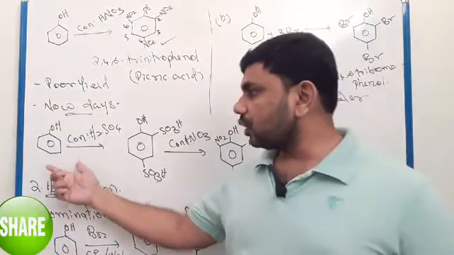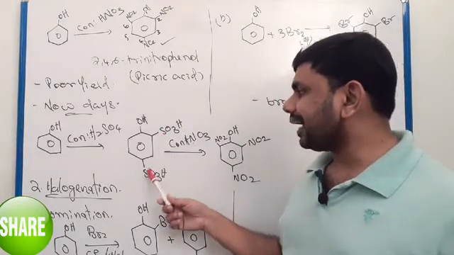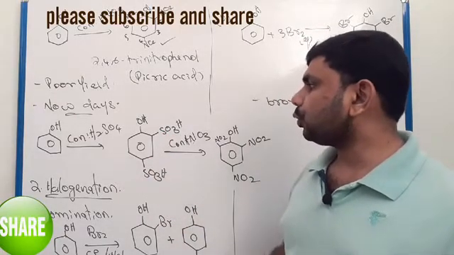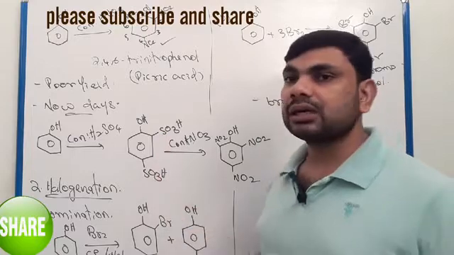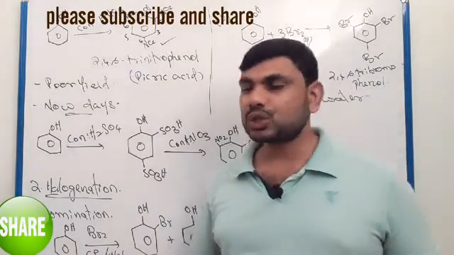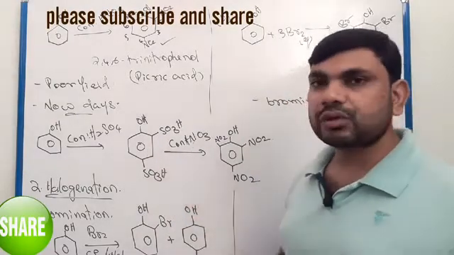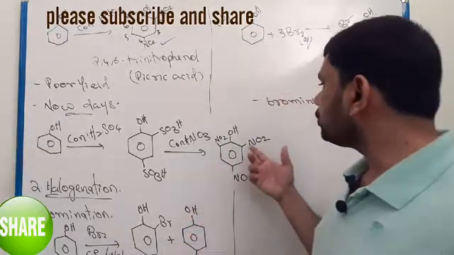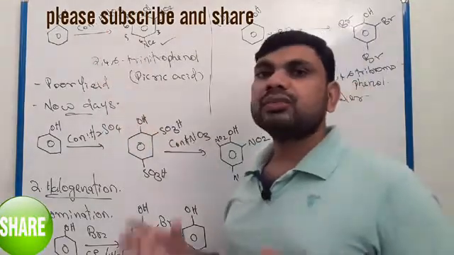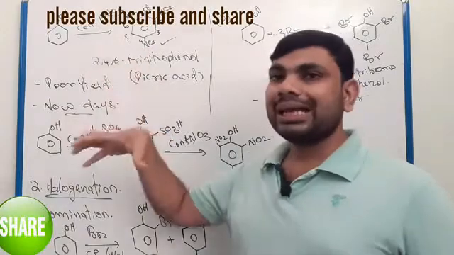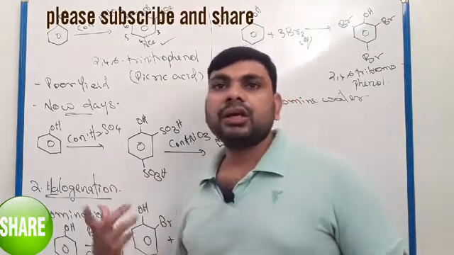So nowadays we produce 2,4,6-trinitrophenol in a different way. First, phenol reacts with concentrated sulfuric acid, and we get an ortho-para substituted phenol, with SO3H at the ortho and para positions. After that this product reacts with concentrated nitric acid, and we obtain 2,4,6-trinitrophenol. So why do we not follow the direct method? Because its yield is less, that's why we follow another method.